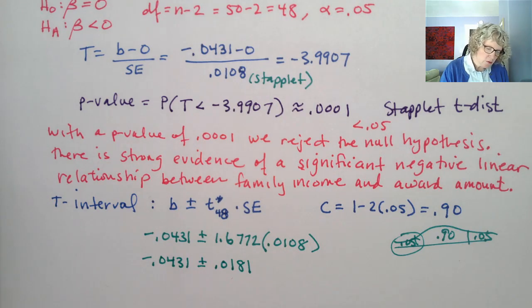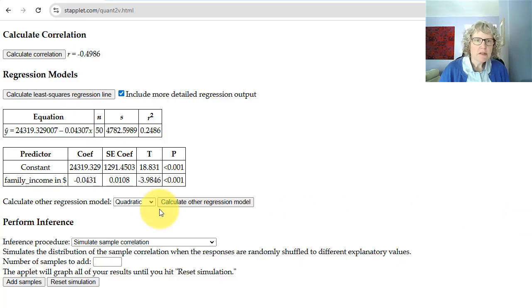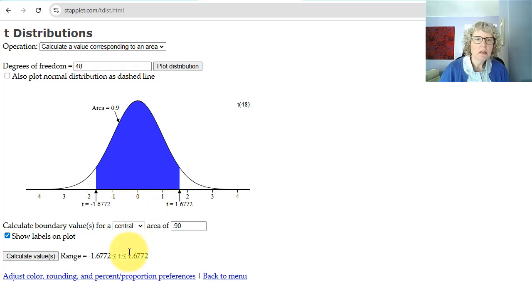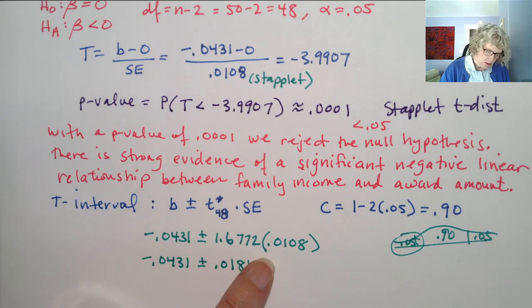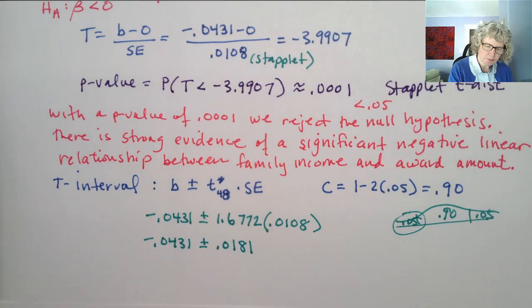Just double checking. 1.6772. Make sure I don't make any mistakes. 1.6772, yep, times 0.0108. Okay, yeah, must have done something wrong last time, or maybe I got a 6 instead of a 7 there. Okay, so that's our margin of error.